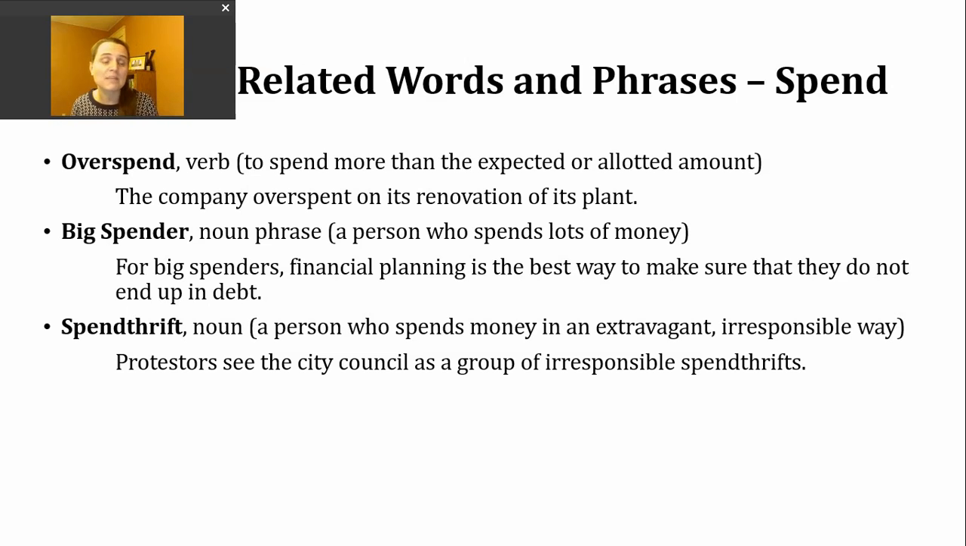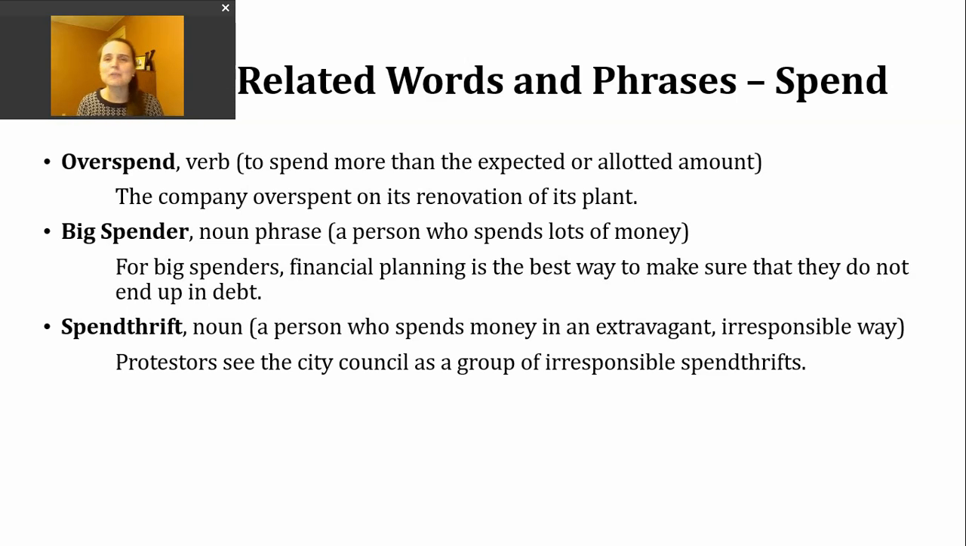And something to point out here with our verb, the way we make our progressive and past tense forms are going to mimic what we just did with our base verb spend. So let's look at an example of overspend in a sentence. The company overspent on its renovation of its plant. Okay? So here, this is an example of a simple past tense sentence. And the reason I can tell is I see overspent. And that's what's telling me that it's the simple past tense.